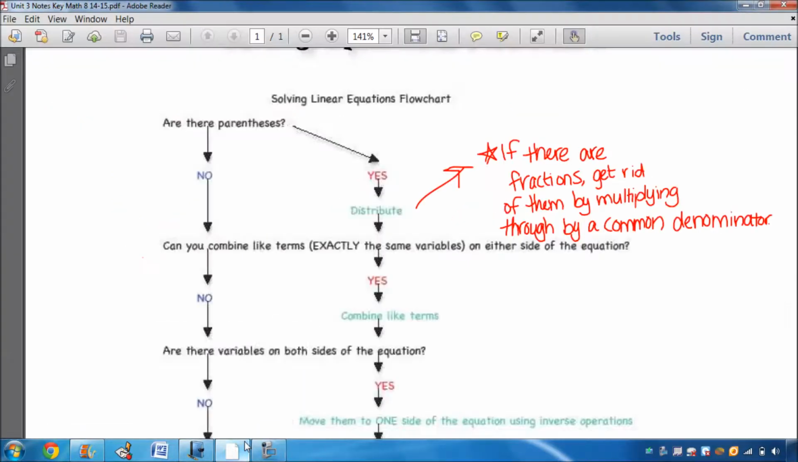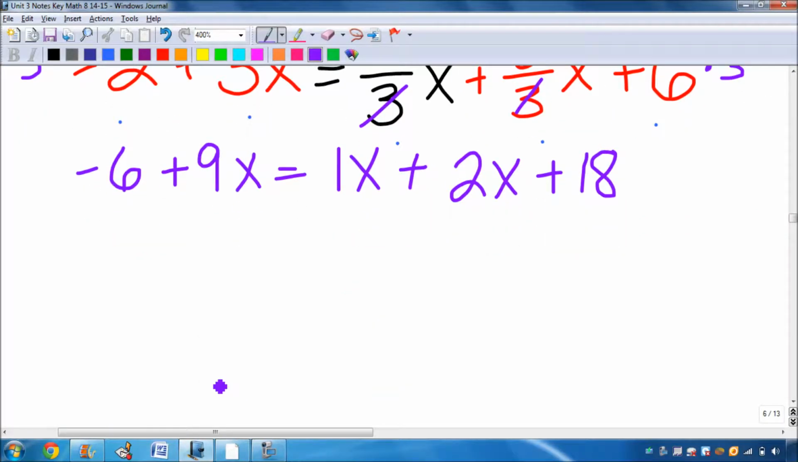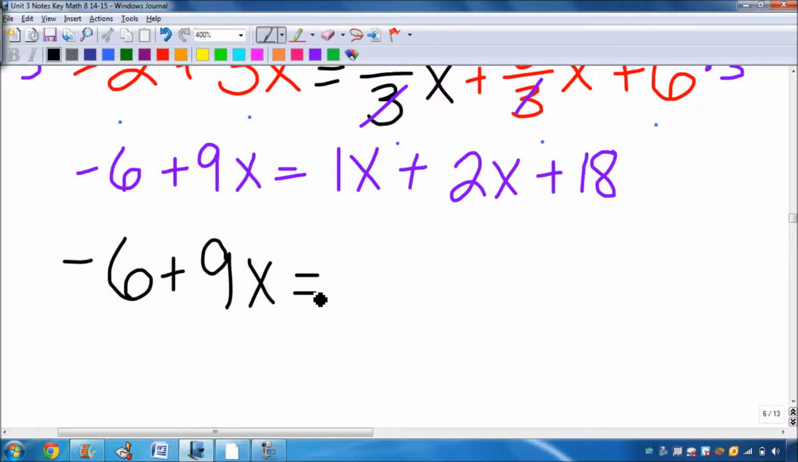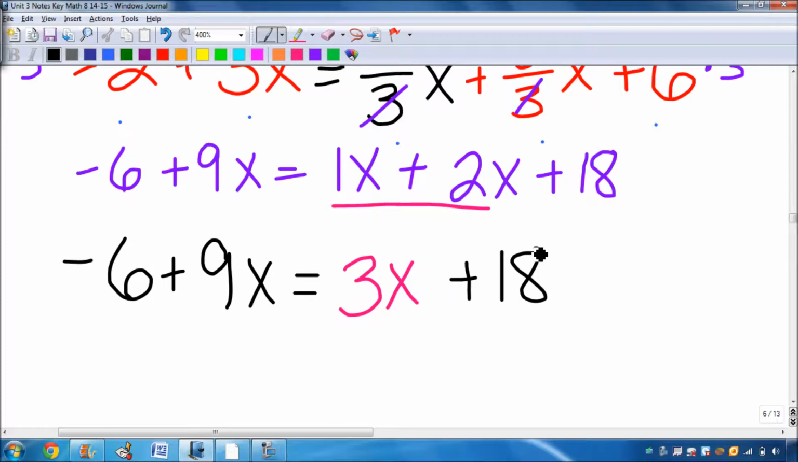The next thing I'm going to do is see if I can combine like terms on either side of the equation. Yes, I absolutely can, so I'm going to combine my like terms. Let's see what like terms we have. On the left side of the equation, nothing is like each other, so I'm just going to copy it down exactly how I see it. Okay? And then on the right side of my equation, I have 1x and 2x, which add together to give you 3x, and then add 18 to both sides. Okay? The rest of this is all review for you for the last several lessons, but let's just follow through with the flow chart.